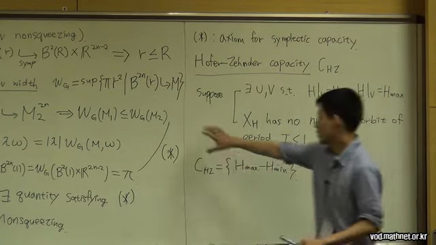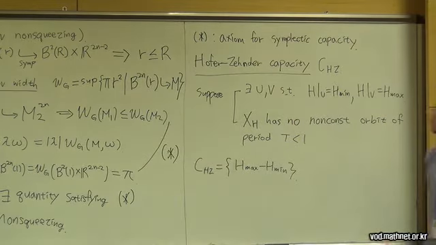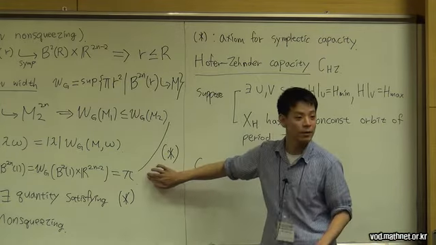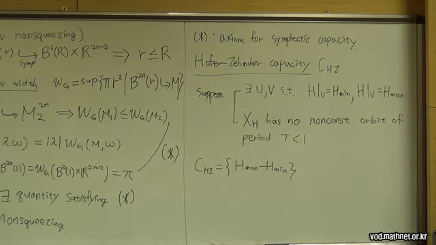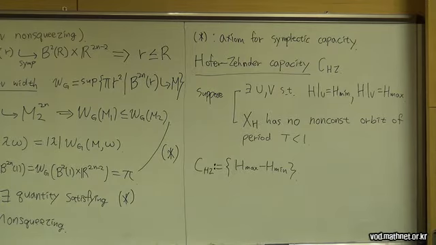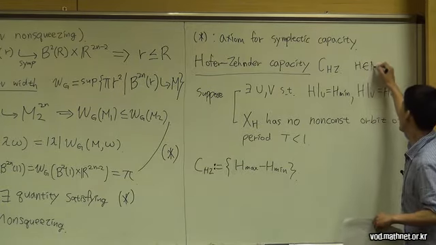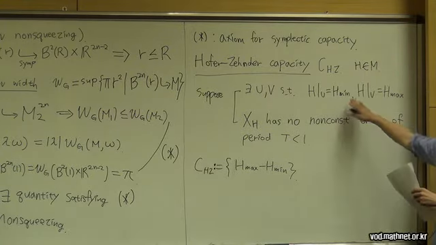So H max minus H min is the definition of CHZ. Yes, this one is the definition. Can you one more time say what H max and H min are? H is a function on M, and we assume that M is closed, and this is the maximum and minimum of that function.